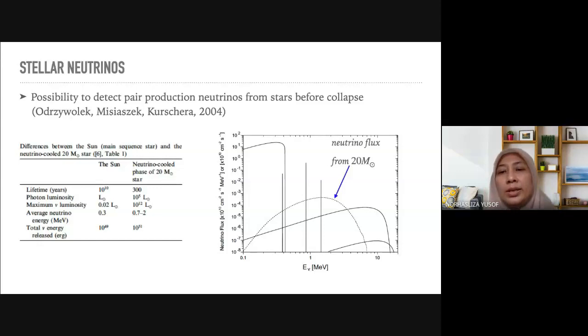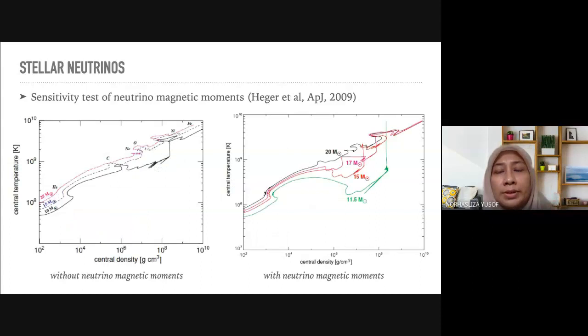Okay, so in 2009, Alexander Heger proposed testing the neutrino magnetic moment in massive stars. He chose three types of massive star, 10, 15, and 25 solar masses. This is the normal evolution of a massive star, with temperature and density. All these wiggles are where the star starts to contract and burn new fuel, or start a new reaction. When there is a wiggle, the star contracts and expands, so the energy and density boost up and give a new temperature, so that the next nuclear reaction can occur.